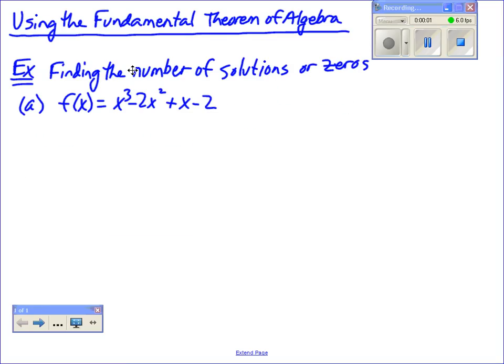Welcome to your favorite intermediate algebra course. Today we're talking about using the fundamental theorem of algebra.